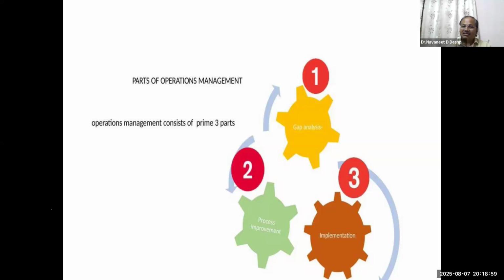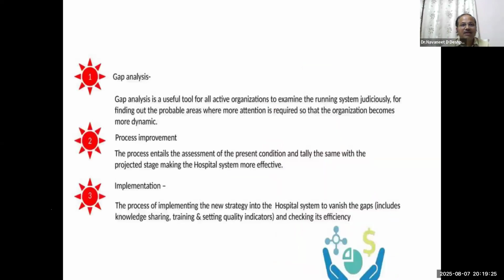So the right improvement at the right time for the right number of people has to be given, because providing service even before it is required, or after it is required, is of no use. For the right person, at the right time, in the right place, the services have to be provided. So it is a process improvement. Then implementation. So these three are the core issues of operations inside healthcare organizations.